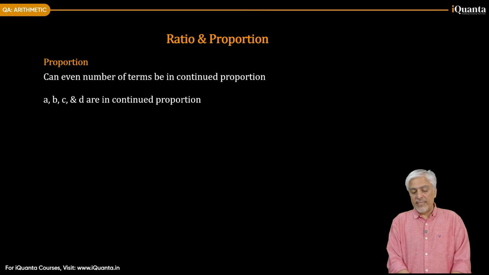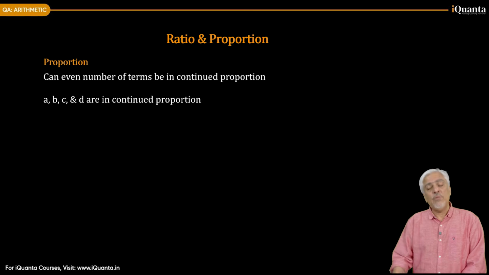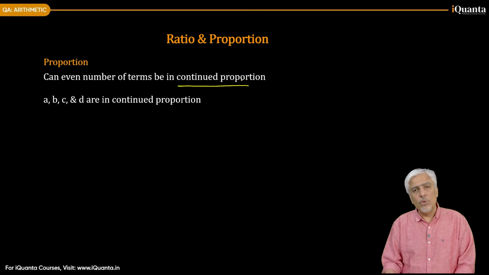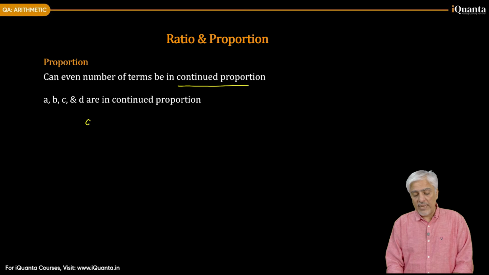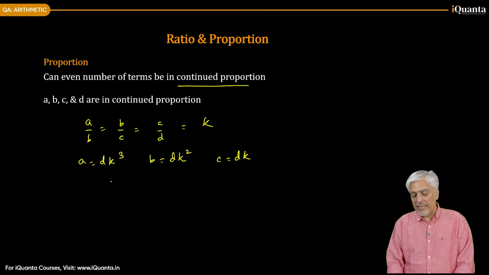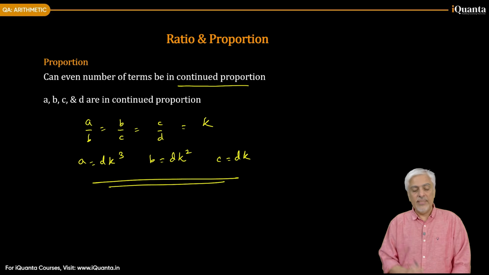Now, next, can we have an even number of terms in continuous proportion? No problem. You can take A upon B is equal to B upon C is equal to C upon D. And if you're using the method of K over here, this will be dk, this will be dk square, this will be dk cube. So I can start with A will be dk cube, B will be dk square, and C will be only dk, right?